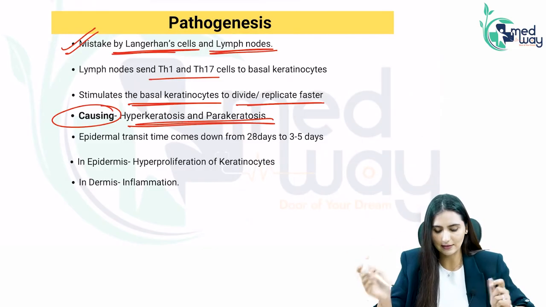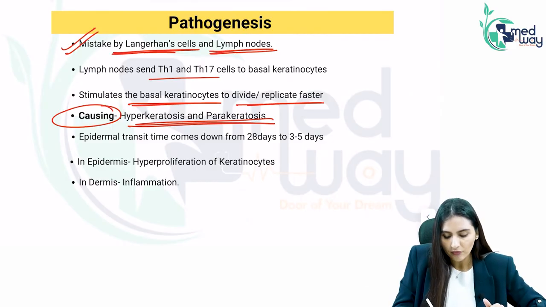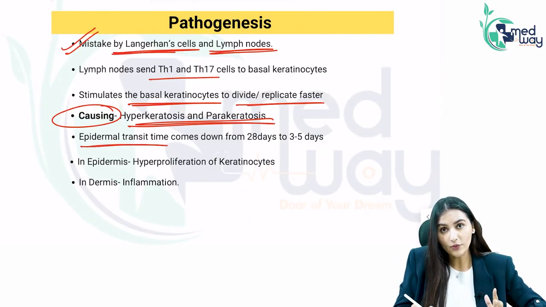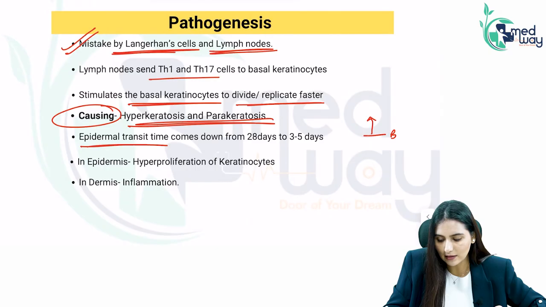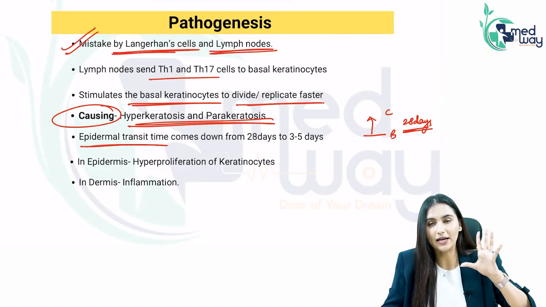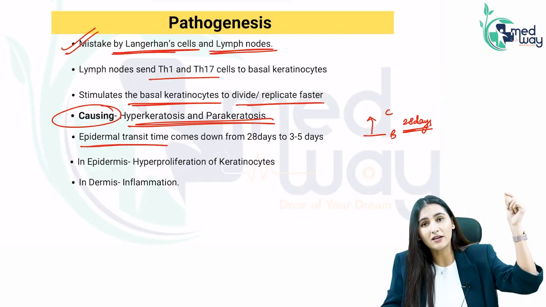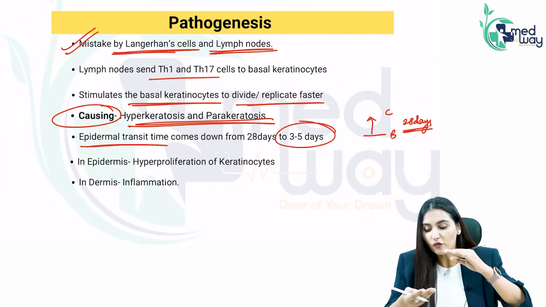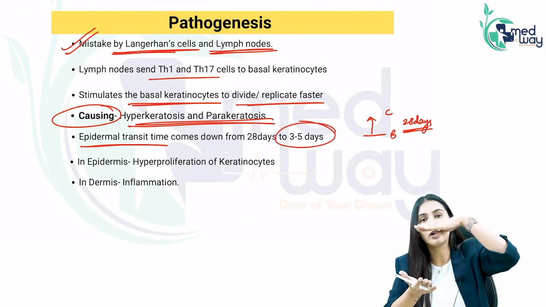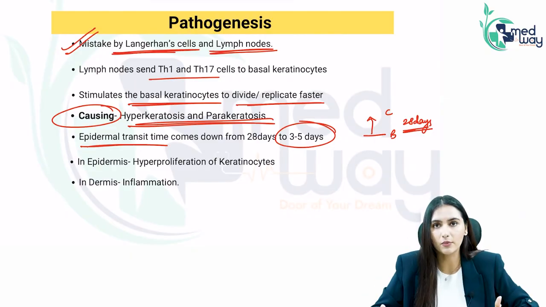We've already discussed the epidermal transit time. See, basal cells, till the time you reach the corneum. This is the basal cell, this is the corneum. It used to take 28 days from here to here. Now you've stimulated the basal cells so much that it is only taking 3 to 5 days. In 3 to 5 days, my cell from here went to the stratum corneum. Imagine how many cells are being produced.